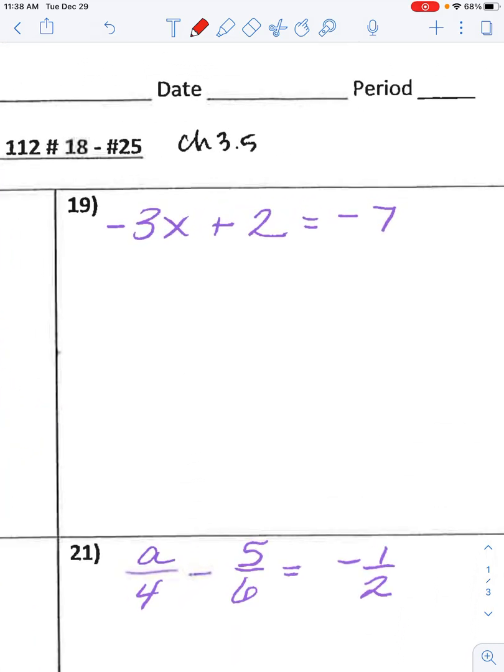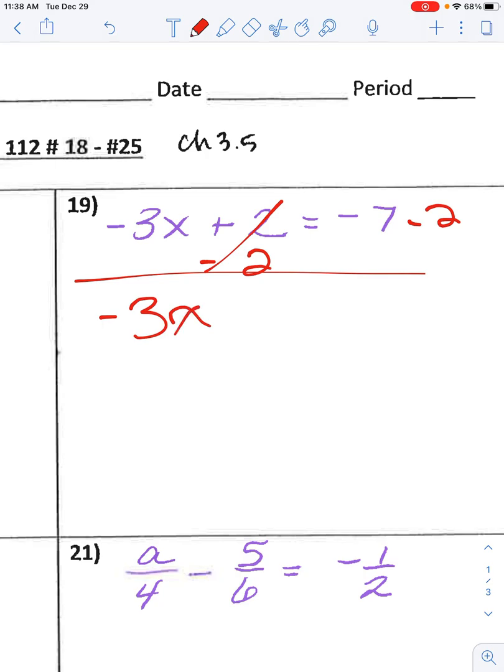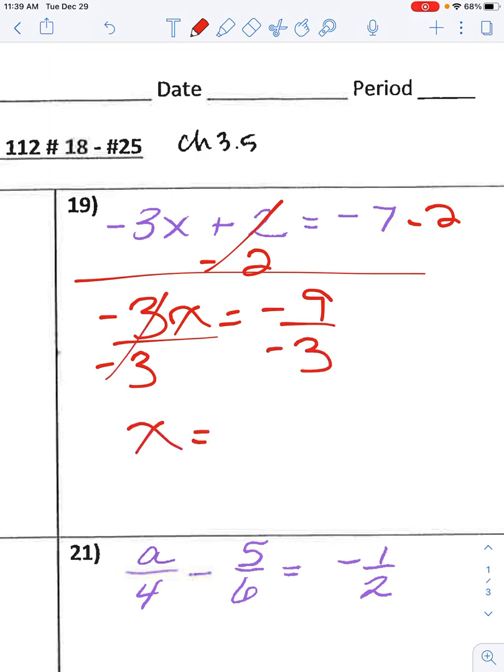Number 19, undo addition and subtraction first. So it says -3x plus 2, so we're going to subtract 2 from both sides. Show your cancellation. 2 minus 2 is 0, leaving me with -3x equals -9. Same sign, find the sum. And then divide both sides by a -3. Always take your negative with, so you have a positive variable. Negative divided by negative is a +3.